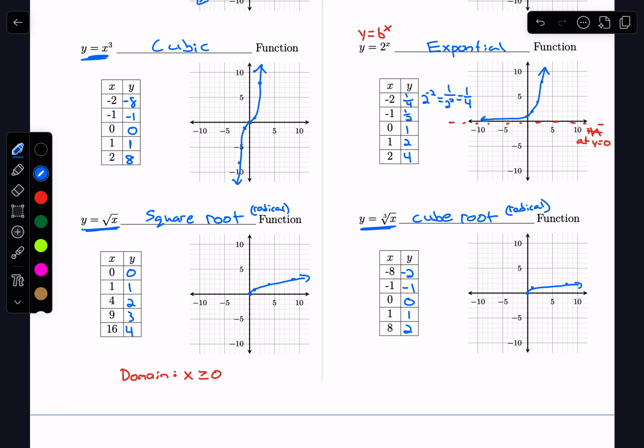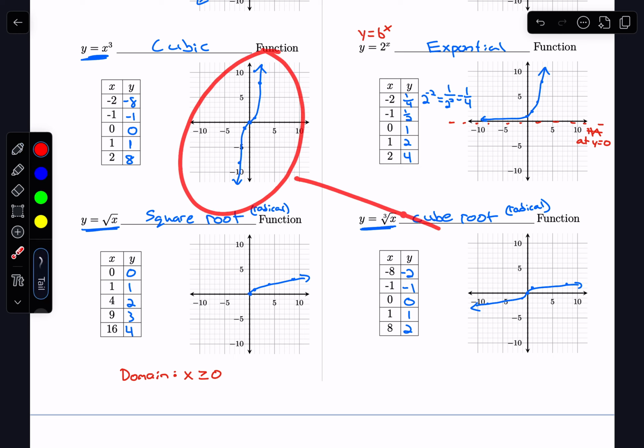But on the left side, it actually exists and it just mirrors the right side. So instead of non-existing, it does exist. And what you should notice it looks like is almost exactly the same as the cubic function, just turned sideways. Okay, so very, very close relationship between a cubic function and a cube root function, as you should probably expect.